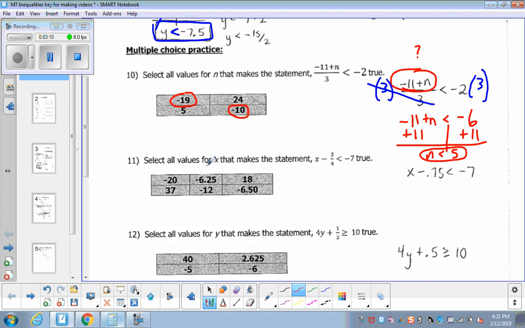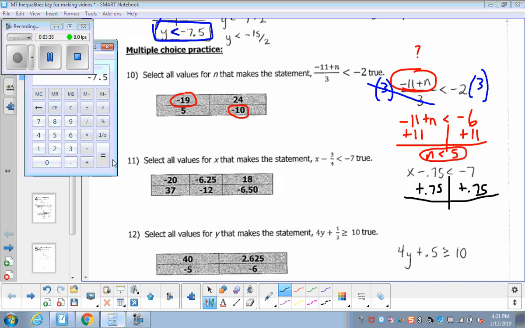For the next one, number 11, x minus 3/4 is less than -7. Now this one's back to just being a one-step inequality. The constant is a -3/4. And so notice over here in black, I just rewrote it as a decimal, a -0.75. So when we drop our line, we can easily see that we're going to add 0.75 to both sides. And you guys can use the calculators for that.